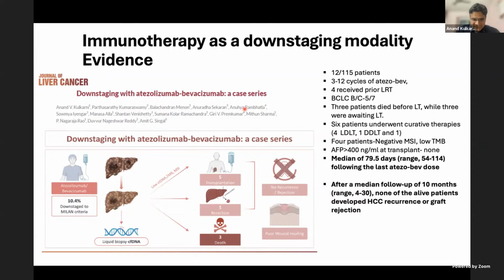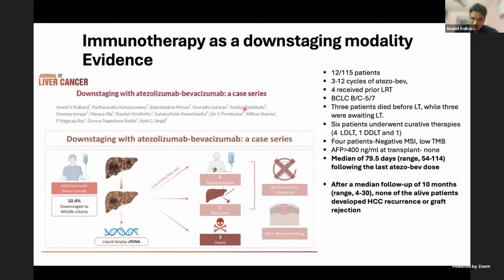These were all comers. We had 115 patients who had come to us who received immunotherapy with atezolizumab, around 3 to 12 cycles, with 6 as the median number of cycles. 4 received prior locoregional therapy. Their BCLC staging was B in 5 and C in 7. 3 patients had died. That is the major problem with our patients. We don't know the reason.